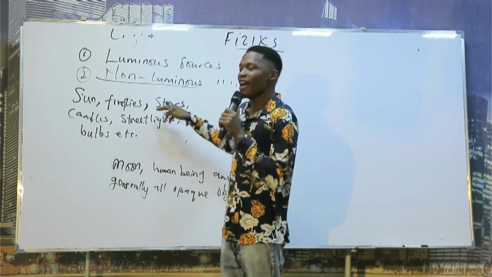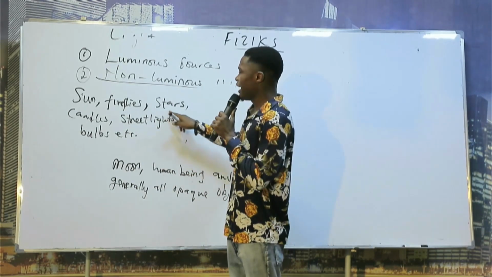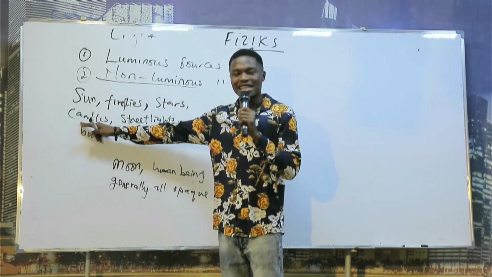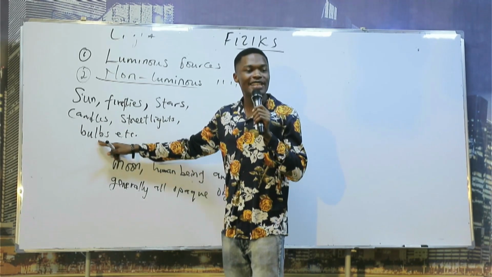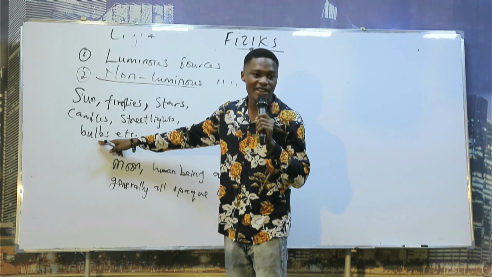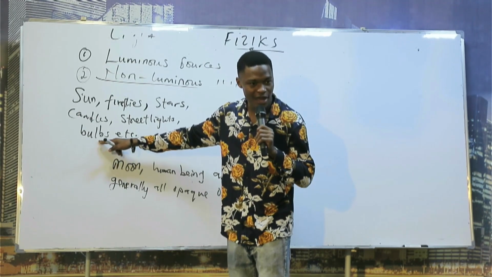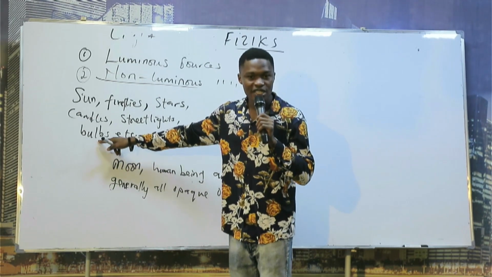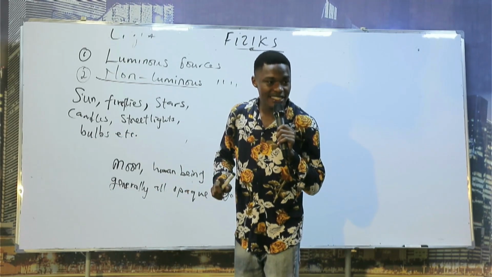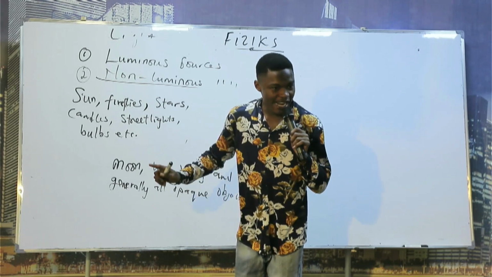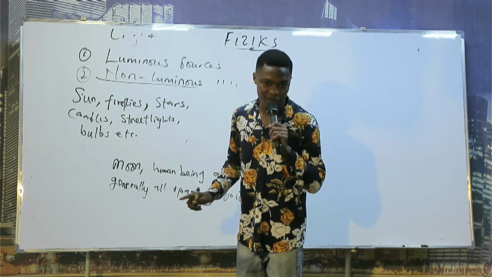Okay, and then you have stars, right? Now somebody might be surprised: I can't do street lights, bulbs. Where are they here? When you say luminous sources, it can be natural or artificial. The key point is, does it emit its own light? Once it is able to emit its own light, forget about whether it is artificial or natural.